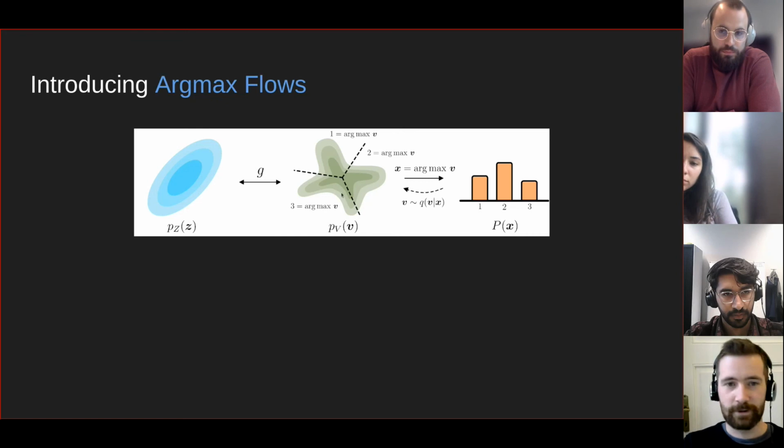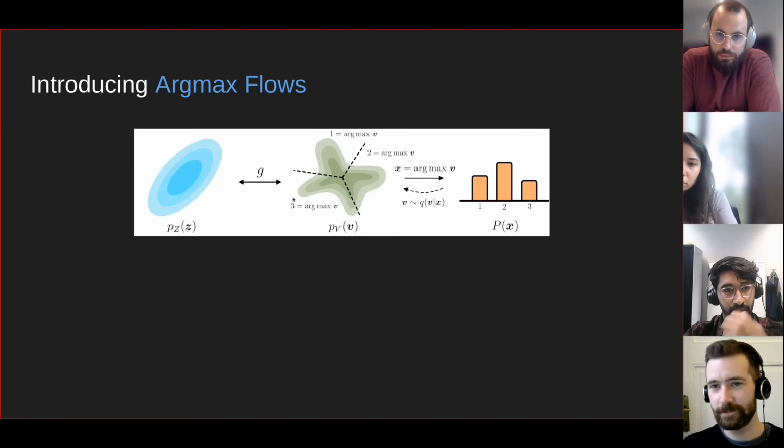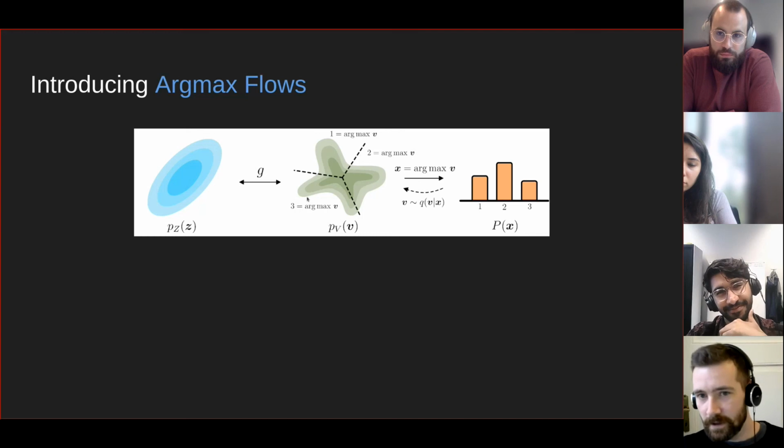This part is just a regular normalizing flow. You have a simple base distribution, and you map it to some complicated distribution. Here you can use any regular, like your favorite flow that is continuous. And then down here we have the Argmax layer, and this is the surjective layer part.